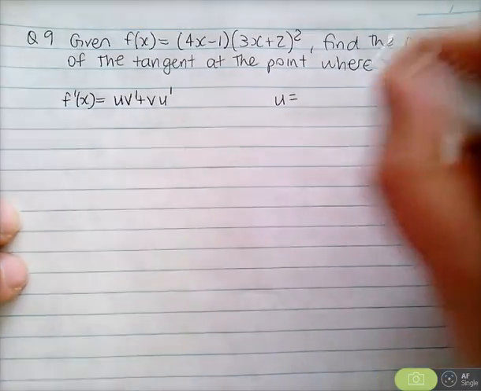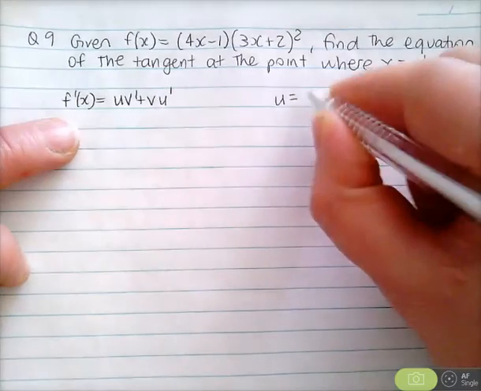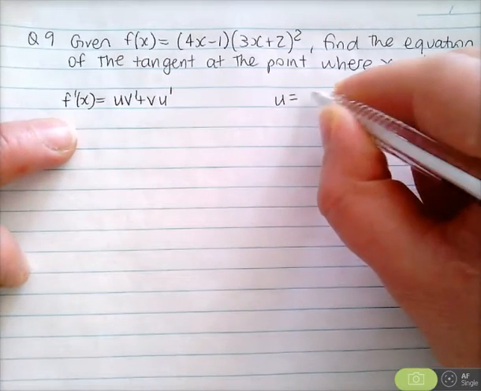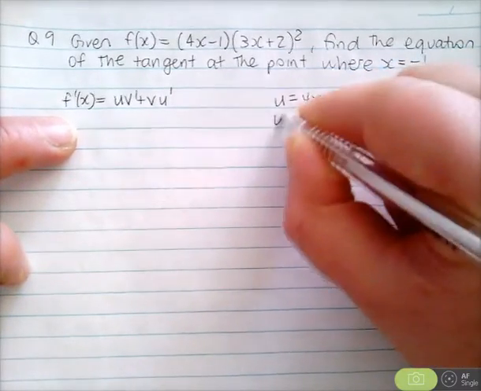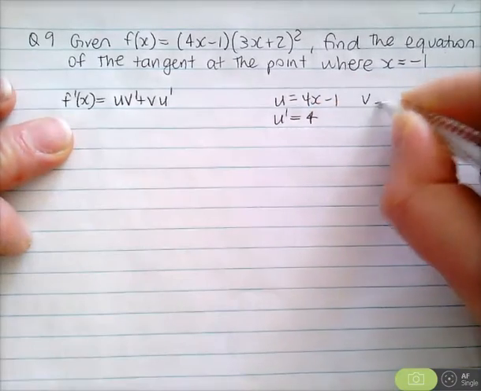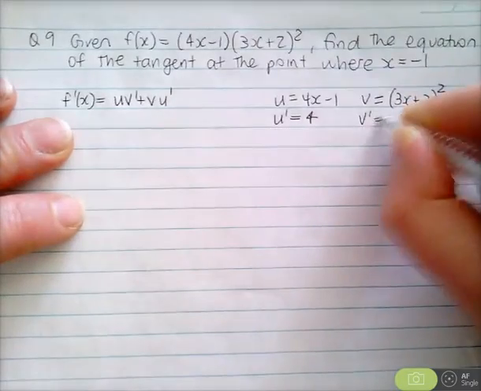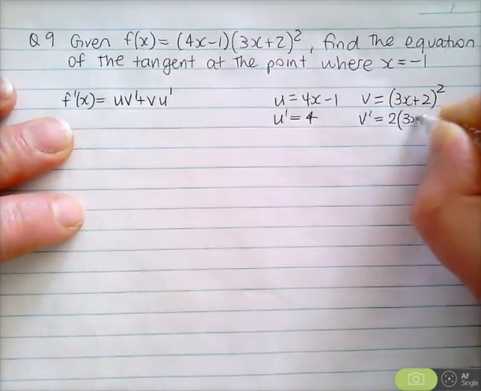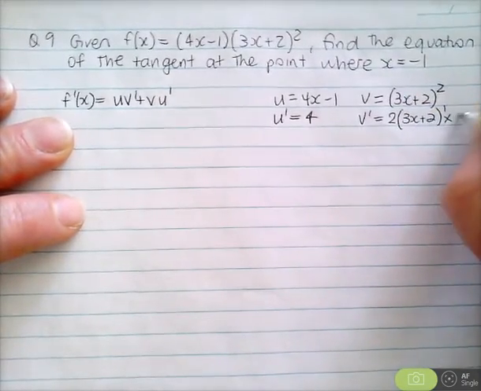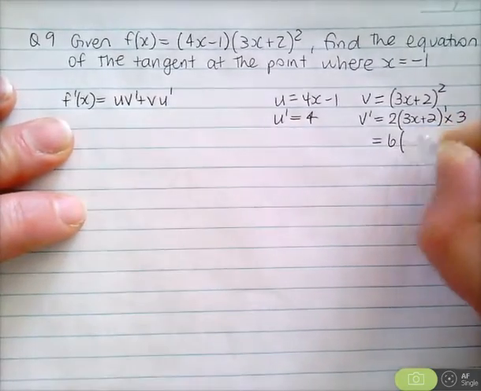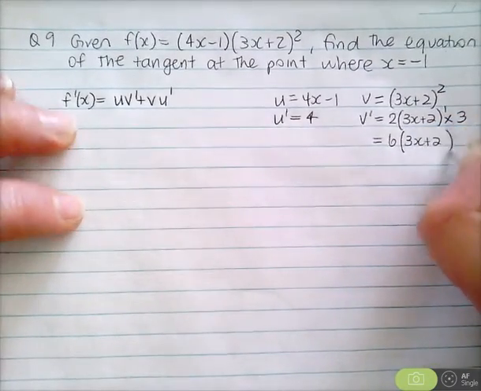Either. It doesn't matter. So let's just differentiate first. U is 4x minus 1, U dashed is 4. V is 3x plus 2 squared. V dash, 2 to the front, 3x plus 2 to the 1 times 3, which is 6 bracket 3x plus 2.